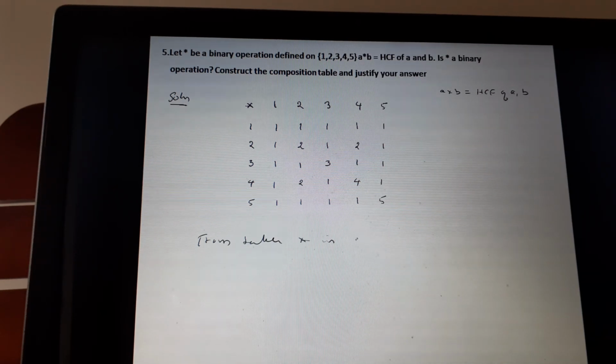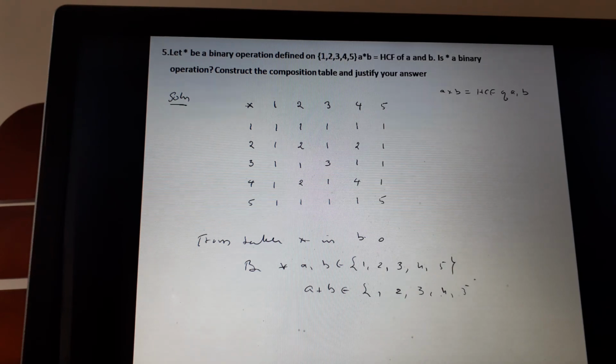star is binary operation, because for any A, B belonging to this one, 1 2 3 4 5, A star B belongs to this one only, 1 2 3 4 5. So this implies star is binary operation. So this is the fifth question.